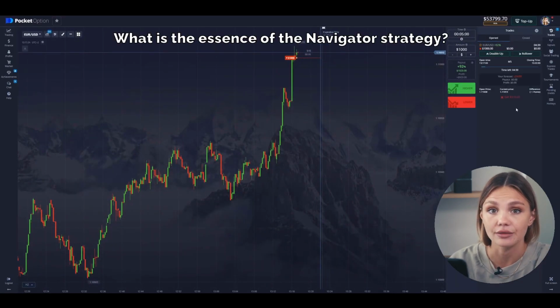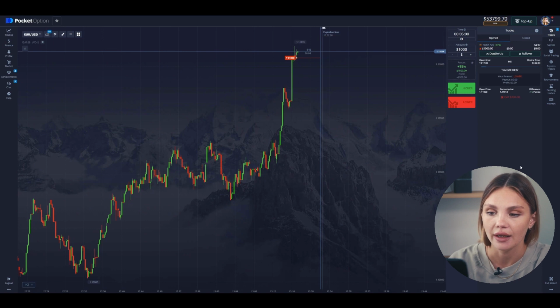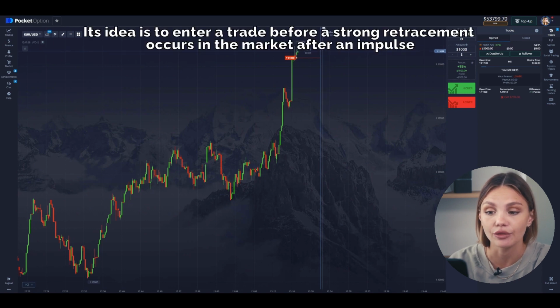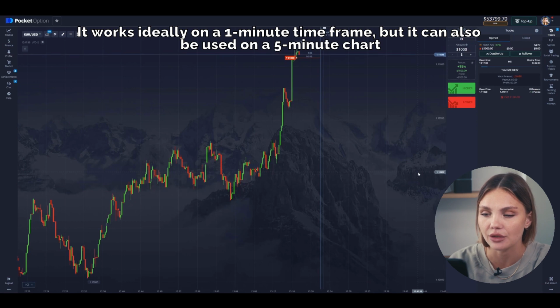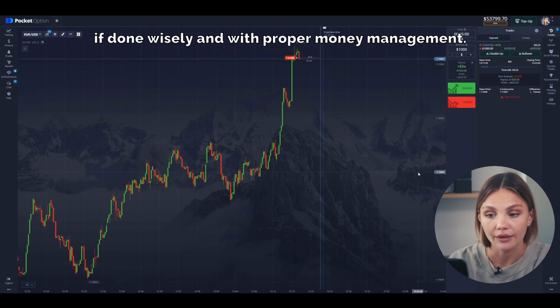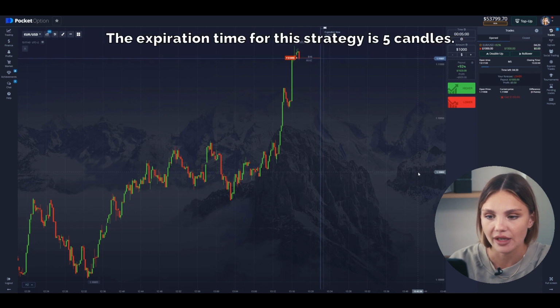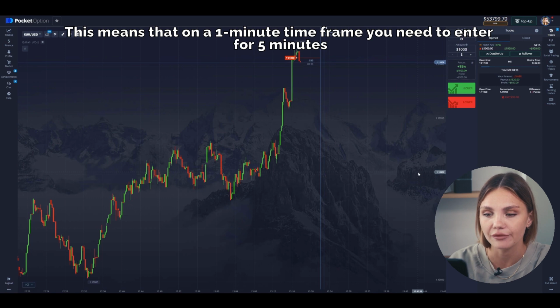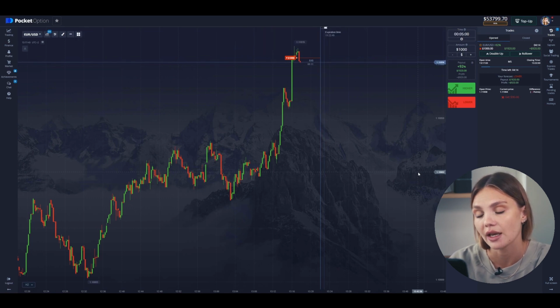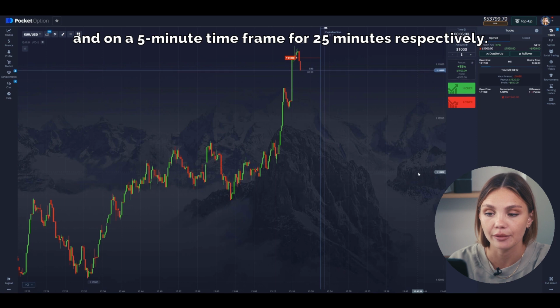What is the essence of the Navigator strategy? Its idea is to enter a trade before a strong retracement occurs in the market after an impulse movement. It works ideally on a 1-minute time frame, but it can also be used on a 5-minute chart if done wisely and with proper money management. The expiration time for this strategy is 5 candles. This means that on a 1-minute time frame you need to enter for 5 minutes and on a 5-minute time frame for 25 minutes respectively.